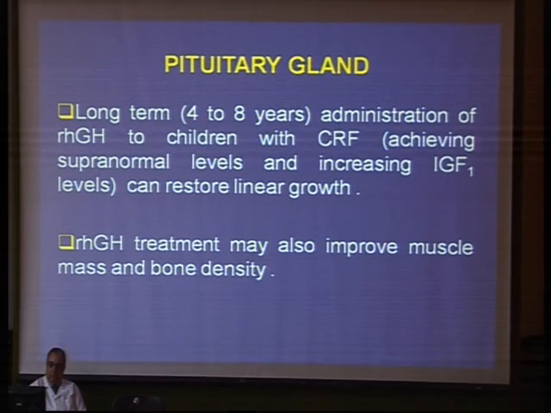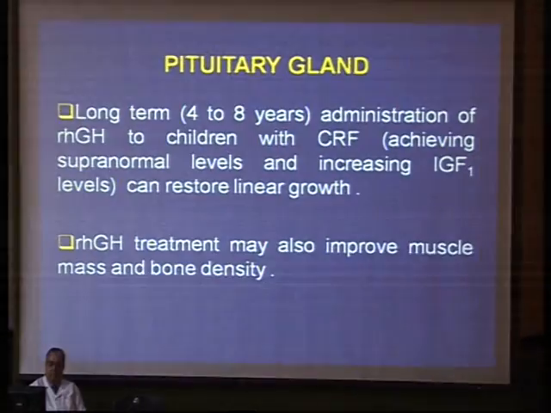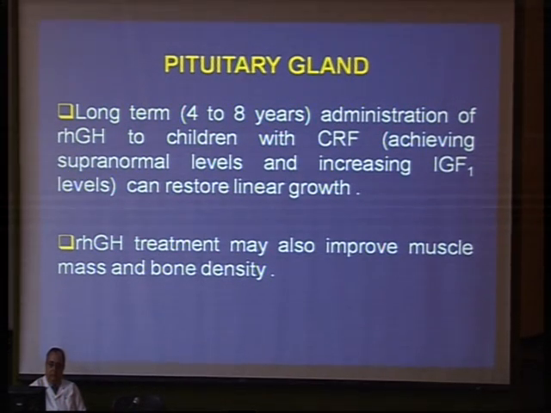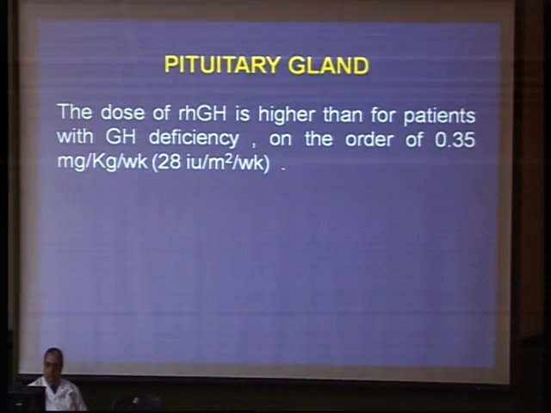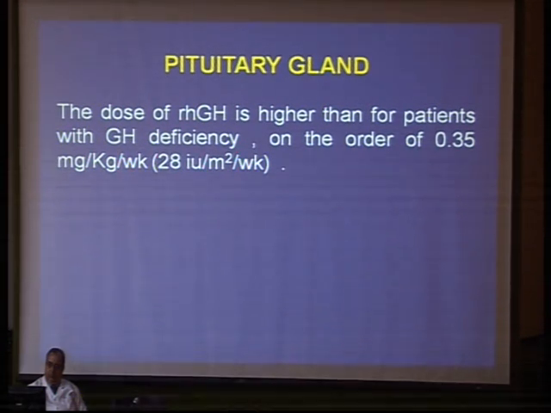Long-term administration of recombinant growth hormone, like norditropin or somatotropin, that is present in the market, in children with renal failure can achieve linear growth and go on well with others without kidney disease. Treatment with growth hormone also improves muscle mass and bone density. The dose of growth hormone here differs from the normal one; it may be higher and reach 0.3 milligram per kg per week, or 28 international units per kilogram.